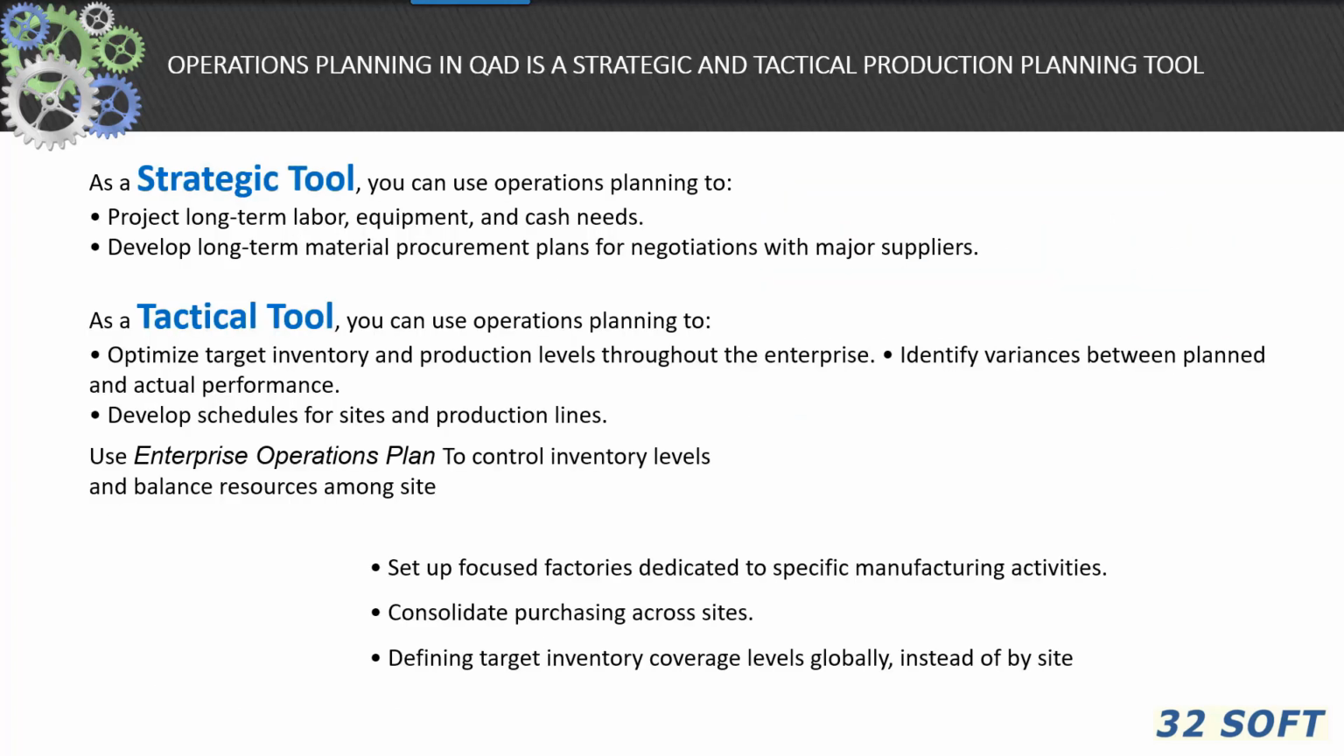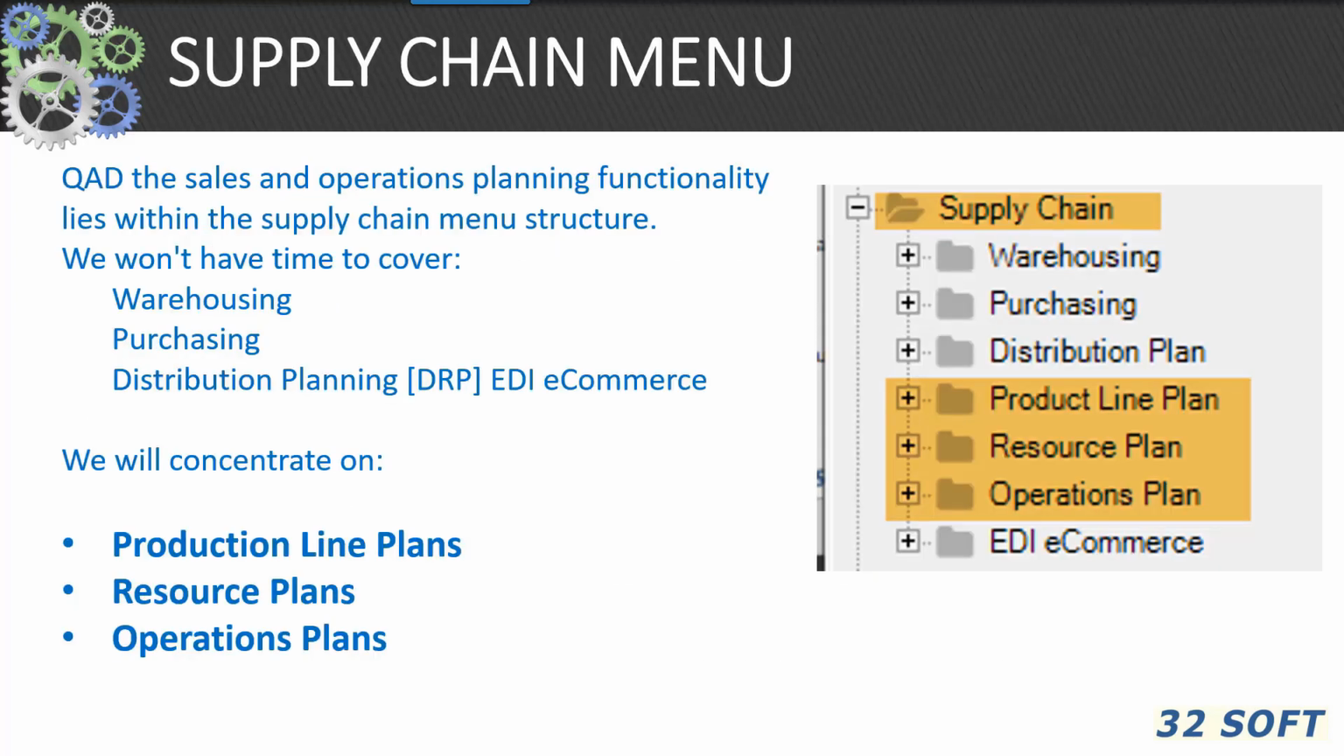Sales and operations planning in QAD is a great tool. QAD can act as a strategic tool for long-term labor, equipment, and cash needs. It can also be used as a tactical tool to optimize inventory and production levels, to develop schedules for sites. Some of the prerequisites that you might consider are setting up focused factories, consolidating purchasing across sites, and defining your target inventory coverage on a global level as opposed to by site.